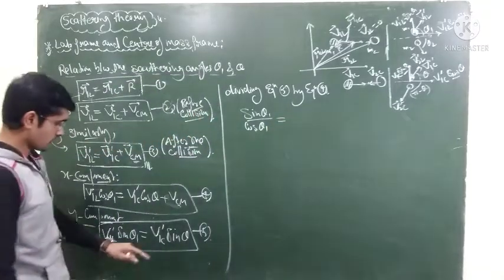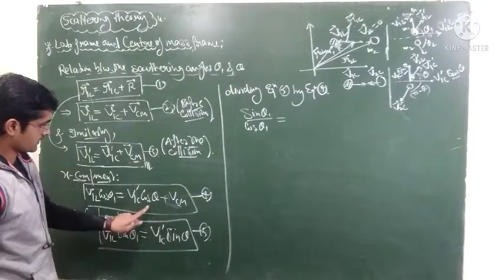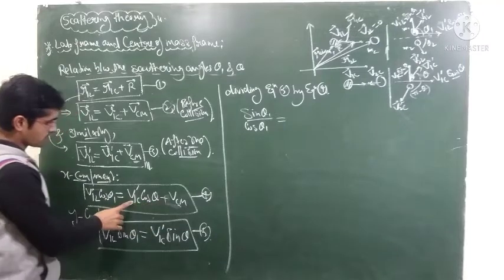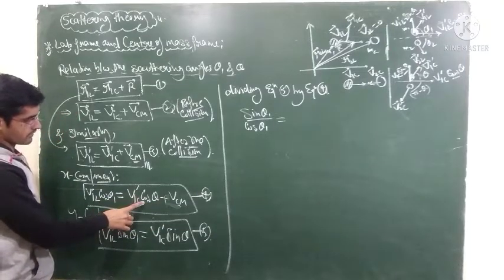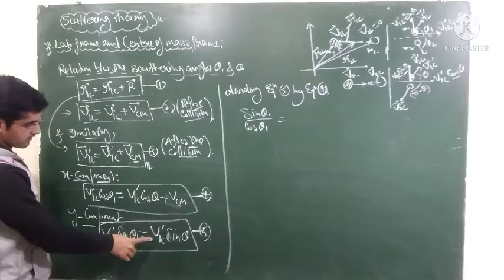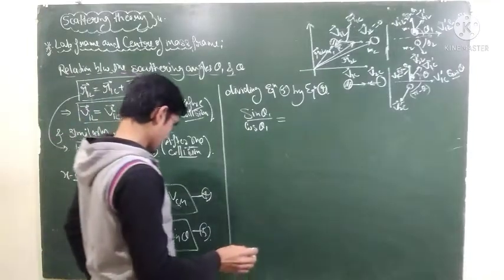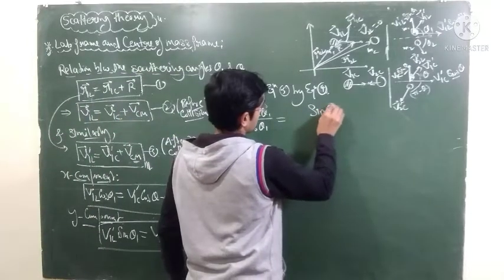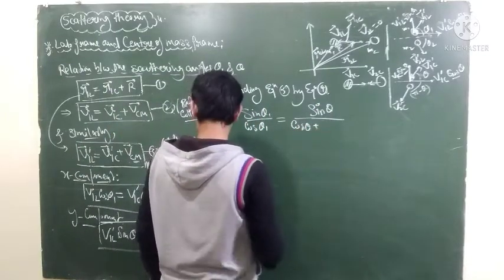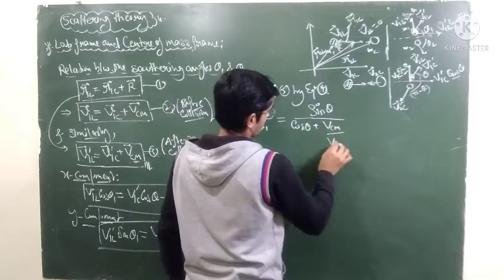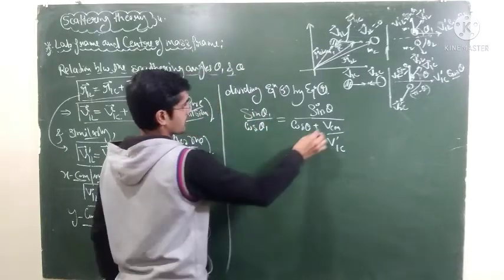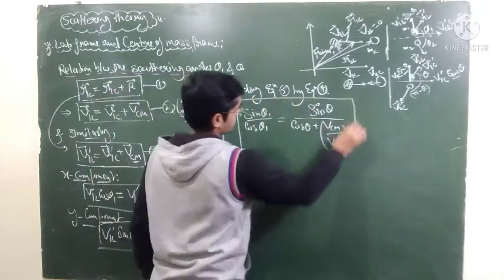which will be equal to sine theta 1 divided by this particular term, because in this particular term you can take v1c dash as common. So it will be cos theta plus vcm divided by v1c dash, and v1c dash will cancel each other. So the net result will be sine theta divided by cos theta plus vcm over v1c dash, right? So this is the result.